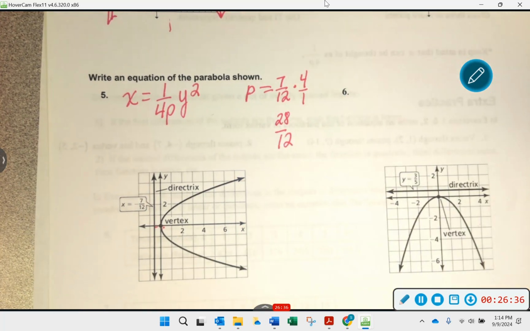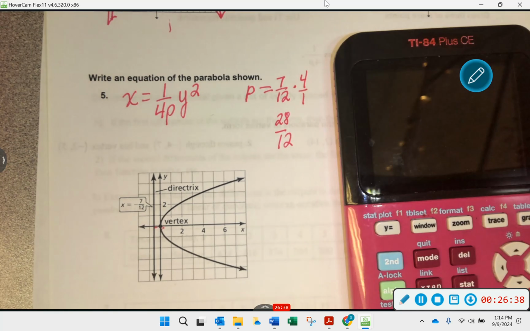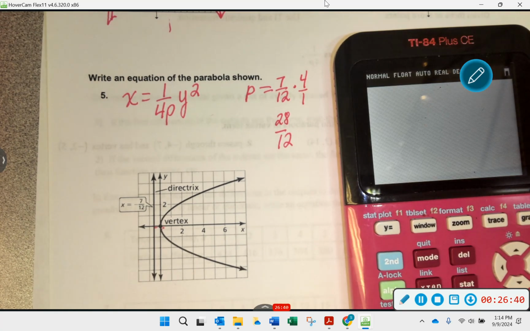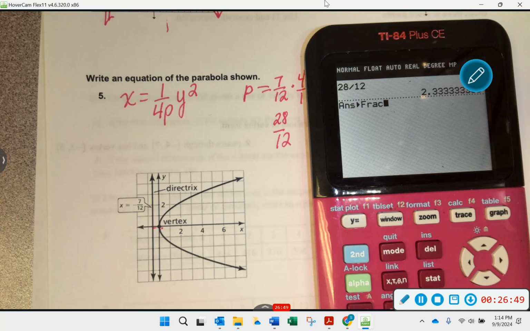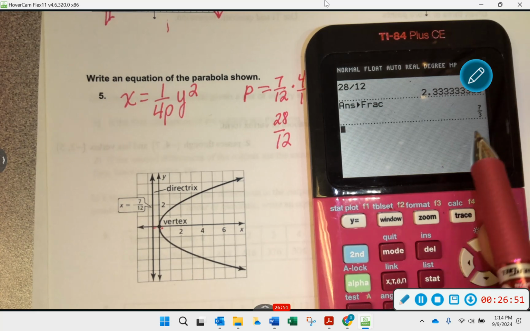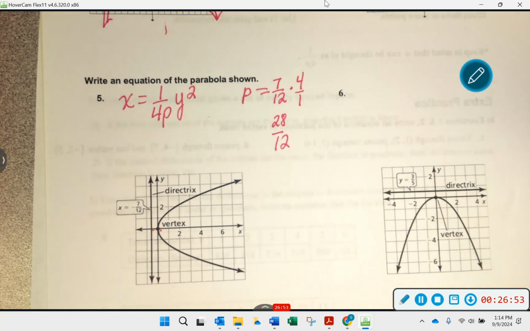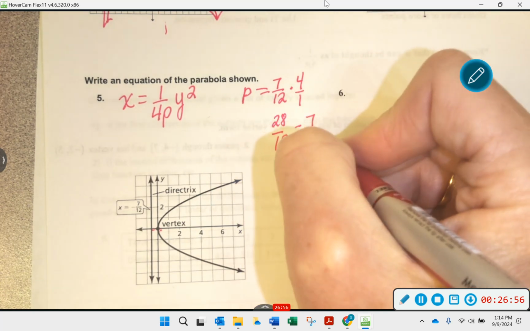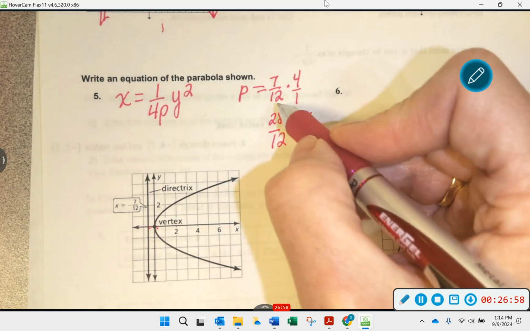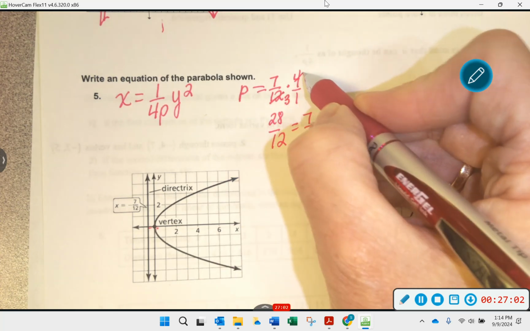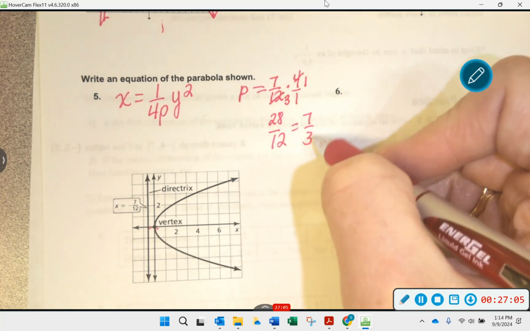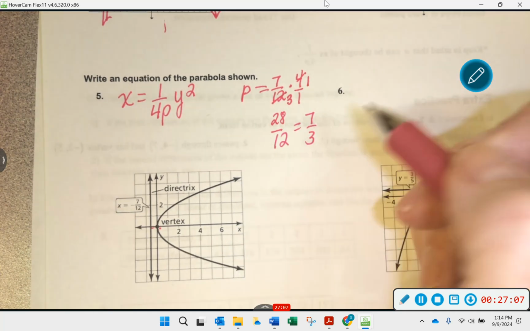Have I shown you guys this yet? Watch this. If I want to put that in lowest terms, I can do 28 divided by 12, get that answer, and hit math. Math is right here. Math frac. You'll hear me say that a lot. 7/3 is what this is. Doesn't it make sense too? I could have just said, oh, divide that by 4 and divide that by 4 and get 7/3. Yeah, a lot of math there.